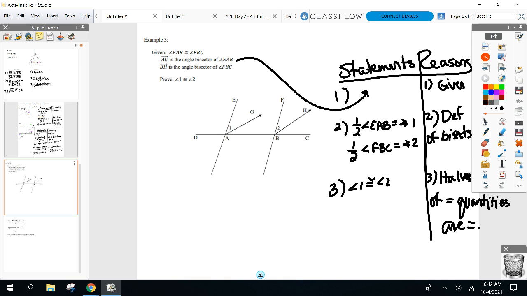Okay, questions? Anything from you guys? Standard halves of equal quantities proof. And hopefully you guys are starting to see that I pretty much have to do that step myself. It's going to be pretty rare I give that to you. I'm going to have to do the half statement myself. All right, so we're good? All right, last one.